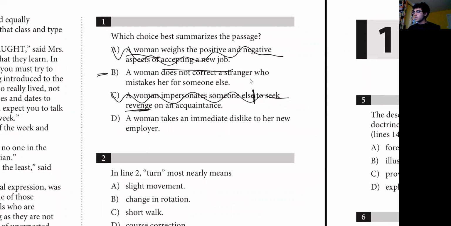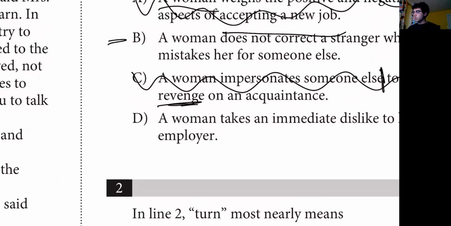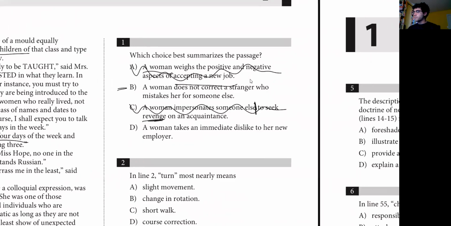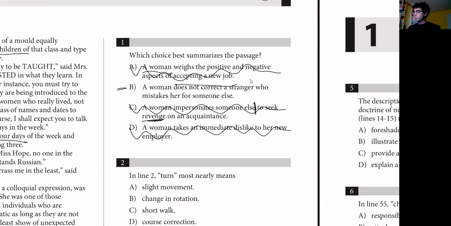D, a woman takes an immediate dislike to her new employer. No. There's no place where it says Lady Carlotta is like, no, I don't like my employer, this woman comes up to me, I don't like her at all. She doesn't have a bad first impression about her. She never says that. That's why your answer here is going to be B.